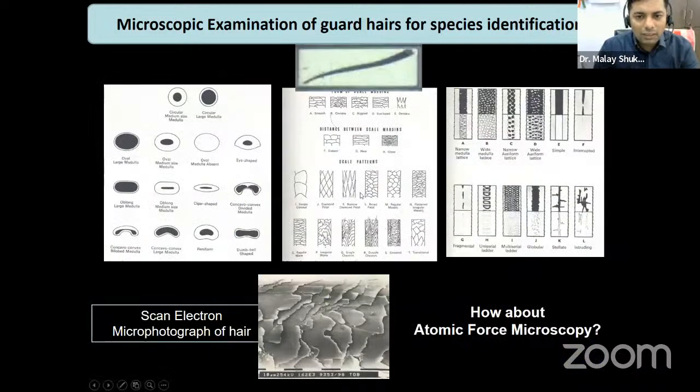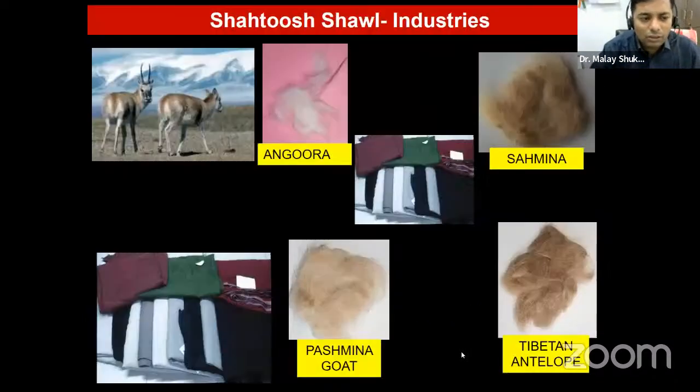You can see here, these are all cuticular patterns that are unique to a group of species. Medullary pattern obviously is unique for a lot of species, and we are also working on atomic force microscopy, which will be the thing in future. It is at a nano level. That means at a nano level we are identifying the species from the hair, rather than at the micro scale.